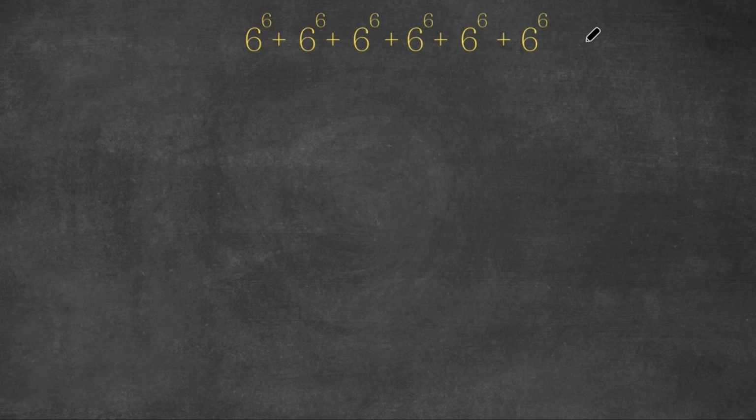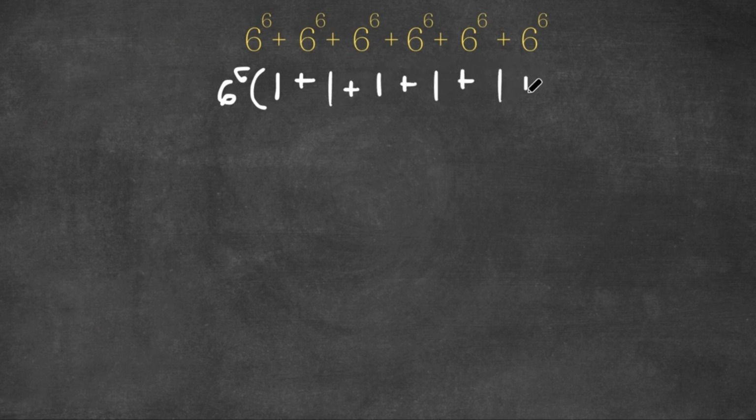Now, because all of these terms are the same, I'm actually just going to factor out 6 to the power of 6. So if I factor out 6 to the power of 6, I get 6 to the power of 6 times, now 6 to the power of 6 divided by 6 to the power of 6 is 1, plus same thing, 1, plus same thing once again, 1 plus 1 plus 1, finally plus 1.